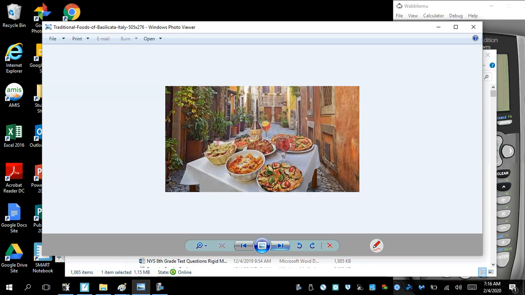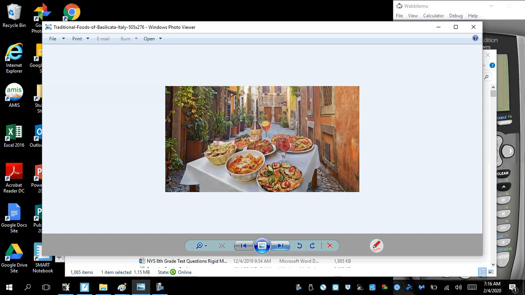Question number 4. That's not your picture. Where did I get your picture? Looks good though, huh? All right. This is question 4. No, that's the same one. Question 4.